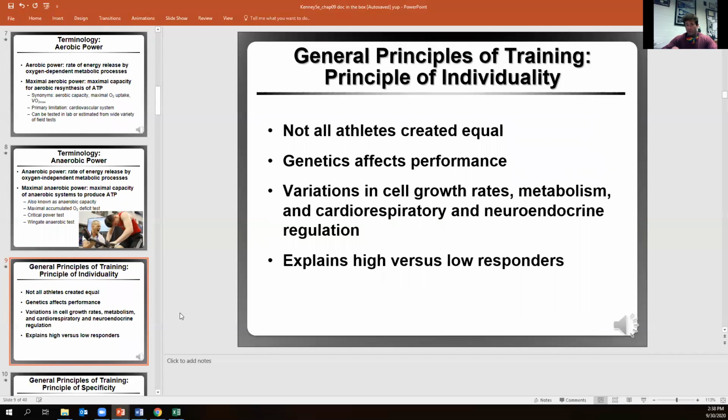Now, here are our 5 principles of training. You need to understand these, because if you understand these, you can look critically at any training program, or the one that you're writing, and decide whether or not it's going to be useful.